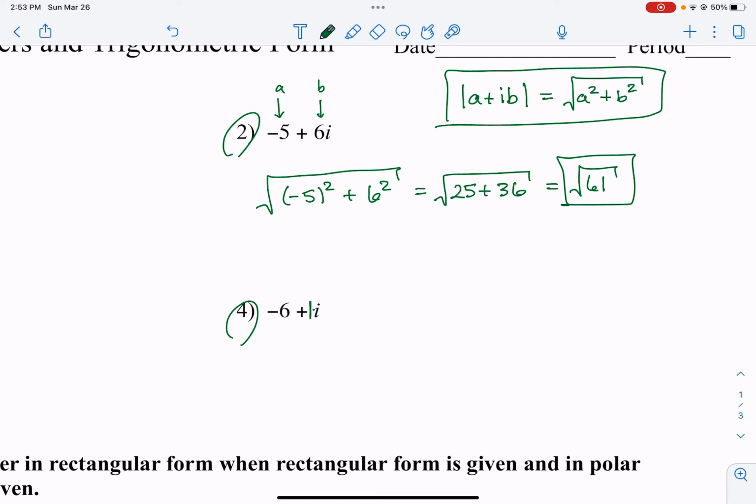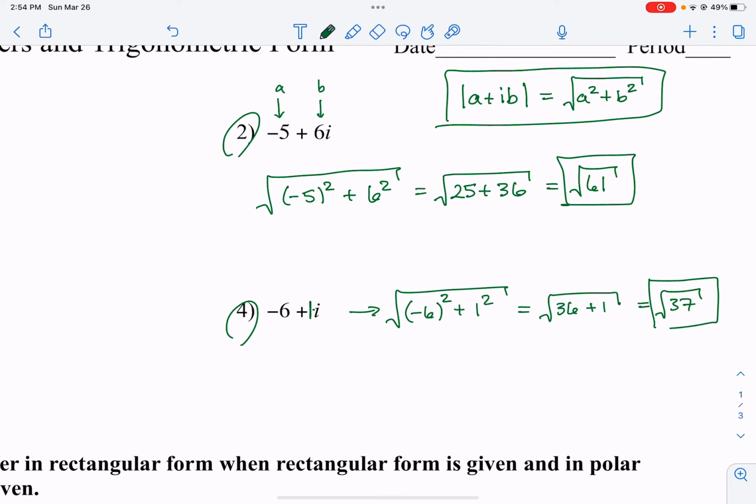The magnitude of that is going to be negative 6 squared plus 1 squared in a square root. So we end up with 36 plus 1 in a square root. So that's square root of 37. Nice.